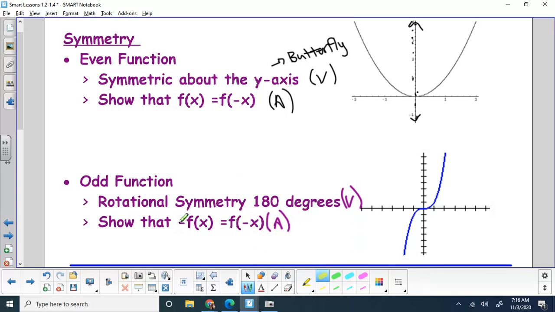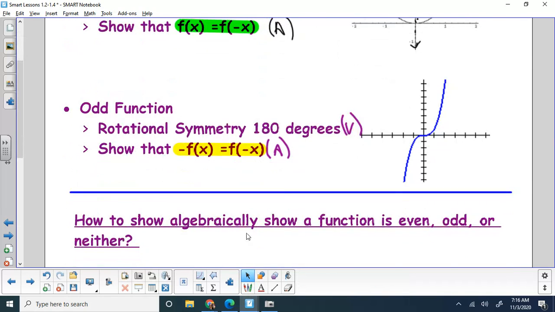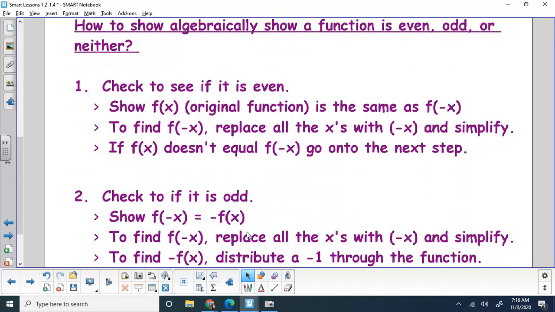Now, again, this is the algebraic piece. You have to be able to show those algebraic pieces in order to get credit. And so I'm really going to be holding you true to that. I'm going to show you a whole bunch of examples, and I'm going to explain a little bit more about how that looks. So how do you algebraically show this?